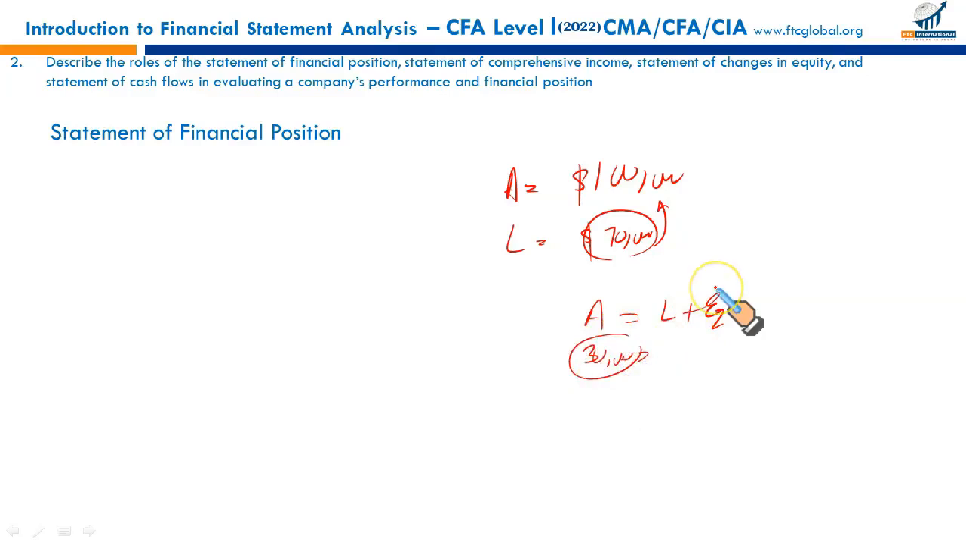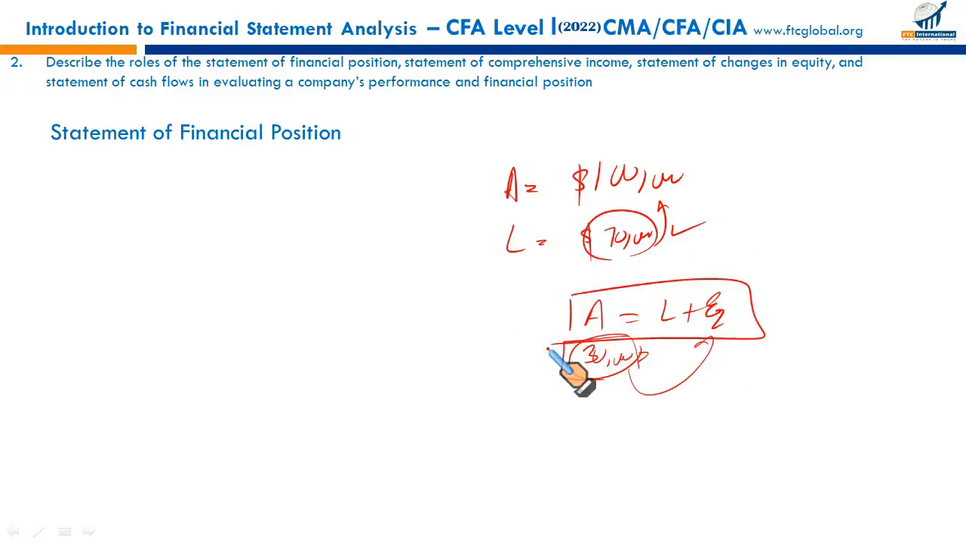Equity is the residual interest, meaning what remains after settling all the liabilities. When all the external third-party liabilities are settled, what remains in the firm belongs to the shareholders. This is called residual interest. And this equation I'm sure you would have studied in your elementary accounting. It's called the accounting equation: assets is equal to liabilities plus equity.